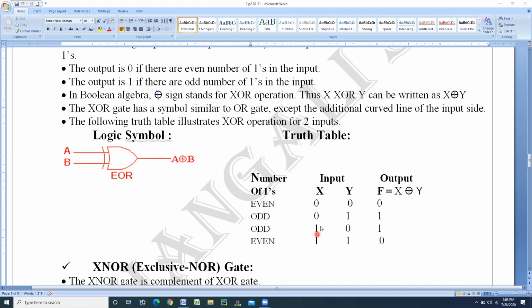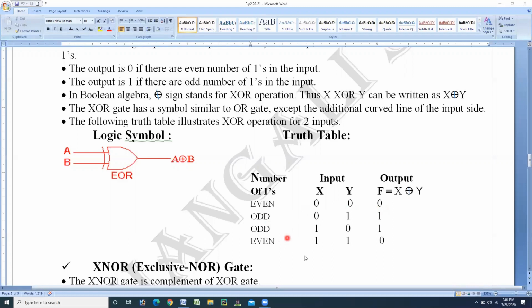Then, one input is 0, another input is 1. How many ones are there in these inputs? Only one. One is an odd number, so we are writing odd. If an odd number of ones is present in the input, the output is 1. That is high.